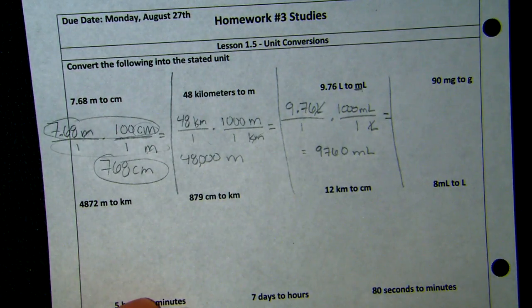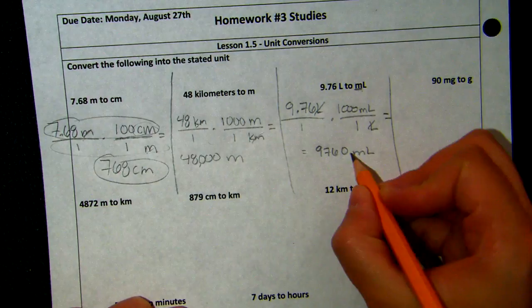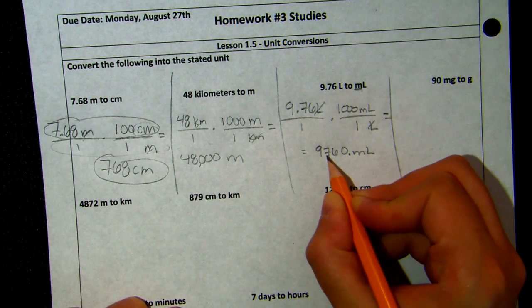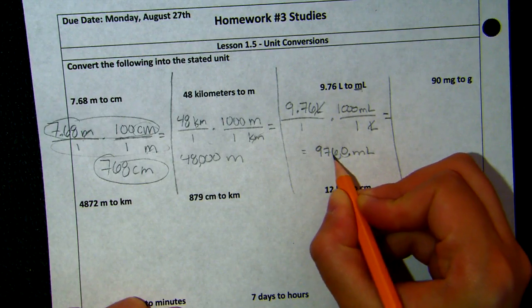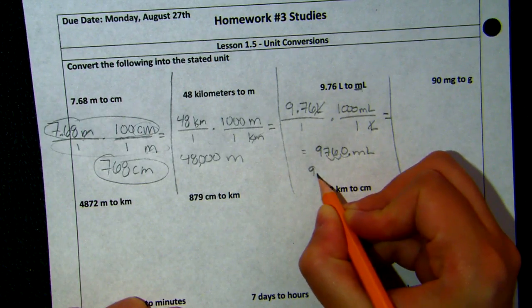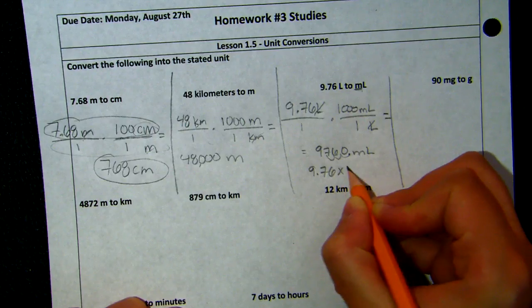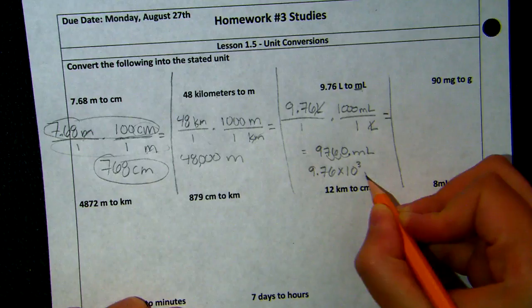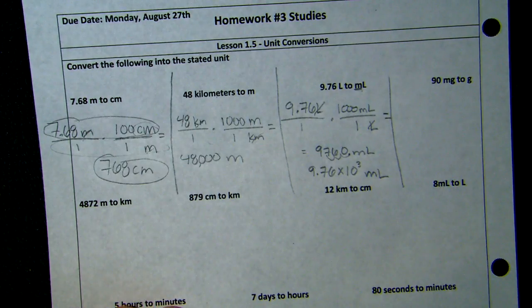Good. What about if I wanted to write this one in scientific notation? So I'd start with my decimal point over here. How many times would I need to move it? 1, 2, 3. So that would leave me with 9.76 times 10 to the 3rd power. So that's how I'd also write that as milliliters. Good. Let's work on the next one.